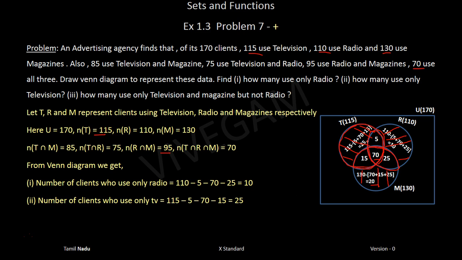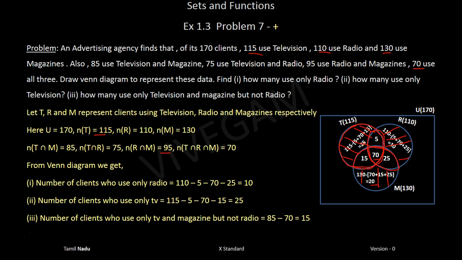Similarly, who use only TV is this area, right? That is 115 minus 5 minus 70 minus 15, because 5 use television and radio, 70 use all 3, 15 use television and magazine. So 115 minus 5 minus 70 minus 15. That is why I put minus and put all other things inside the bracket. Similarly, the next is the number of clients who use only TV and magazine but not radio.